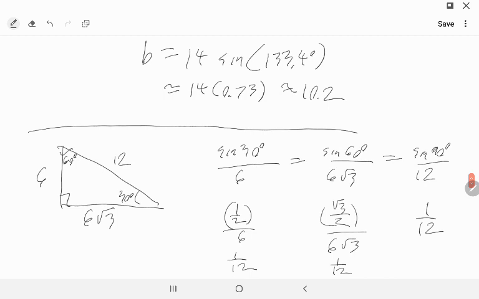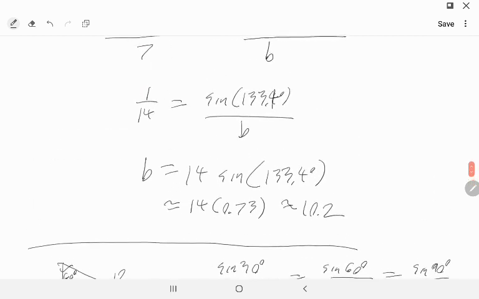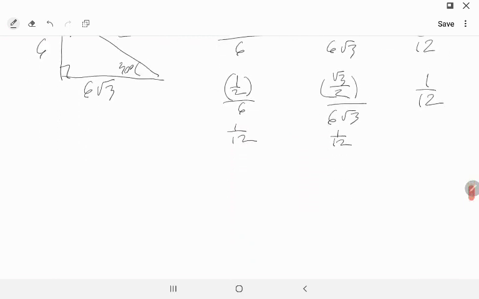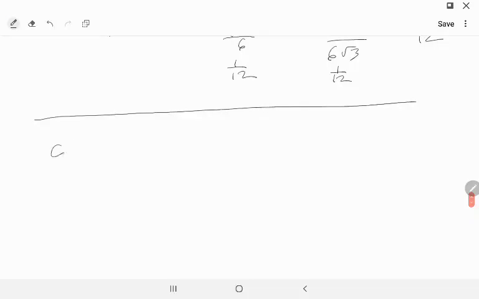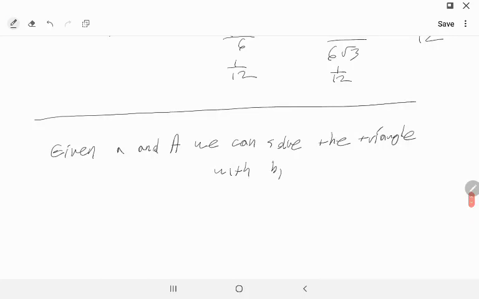So you notice that works well if we have an angle and a side opposite that angle. So we notice that given A and A, we can solve the triangle with, well, basically with any two other angles and sides.